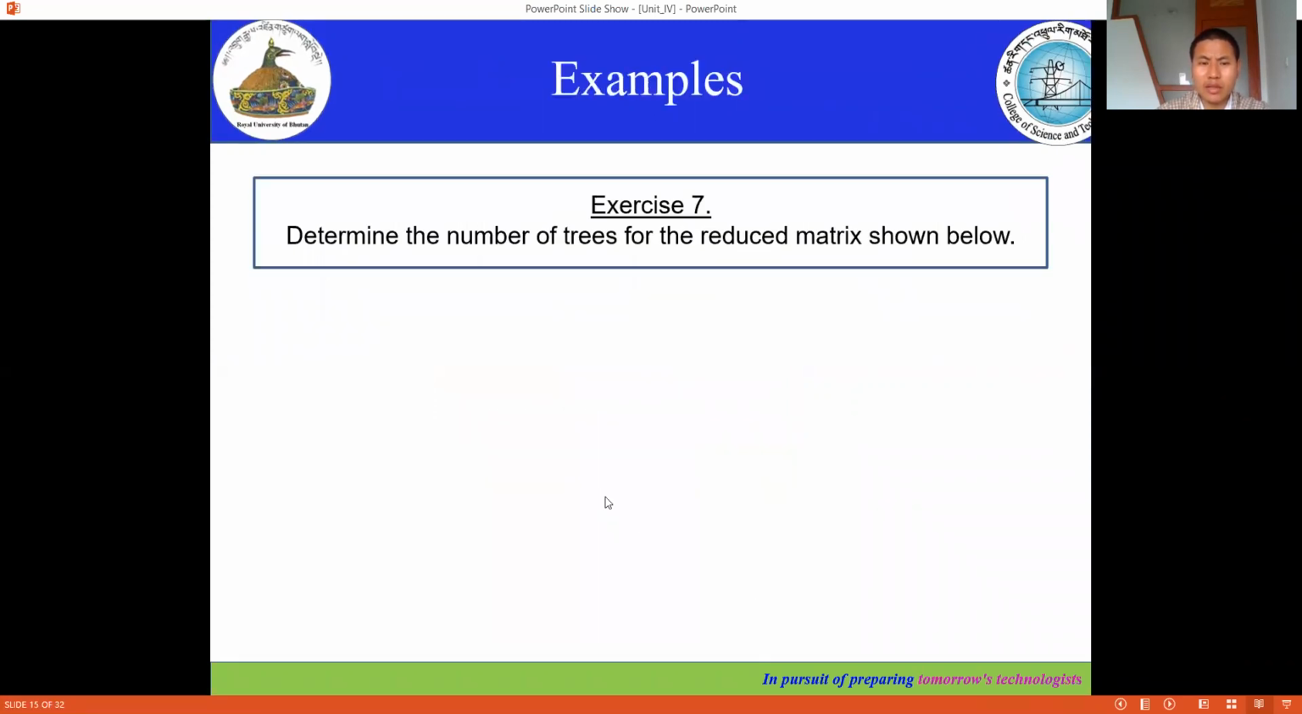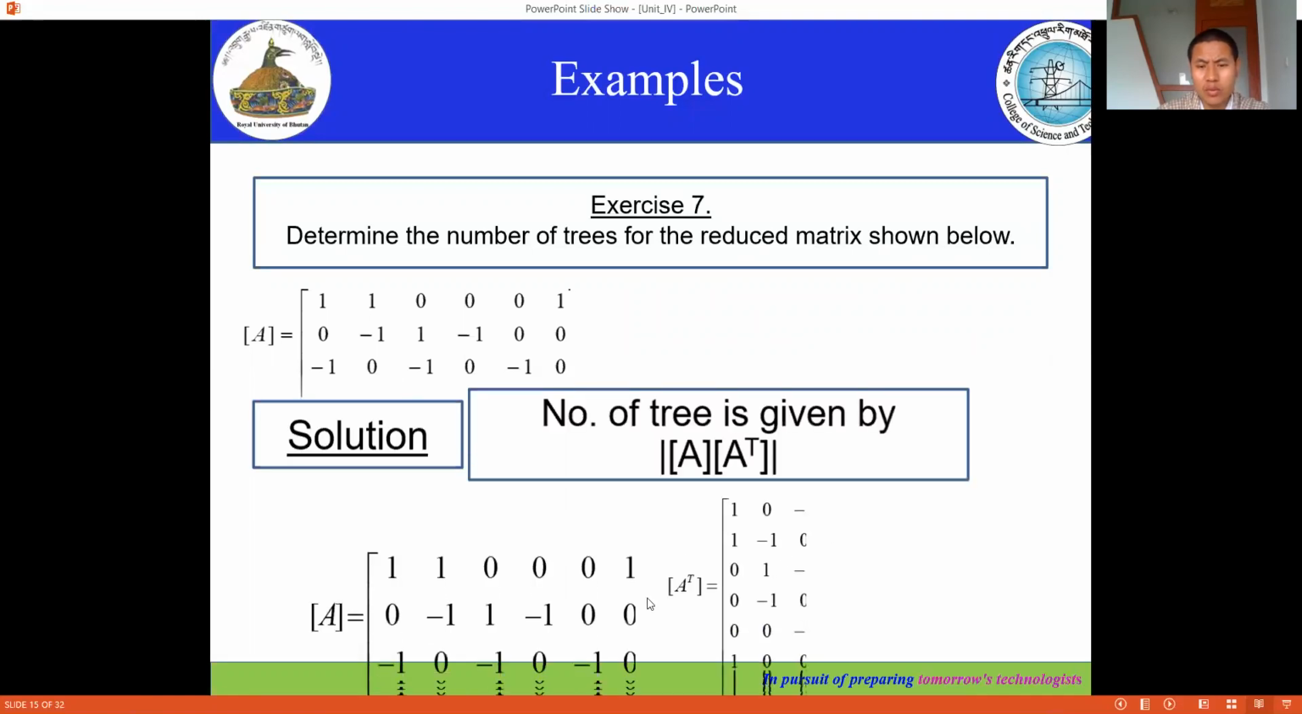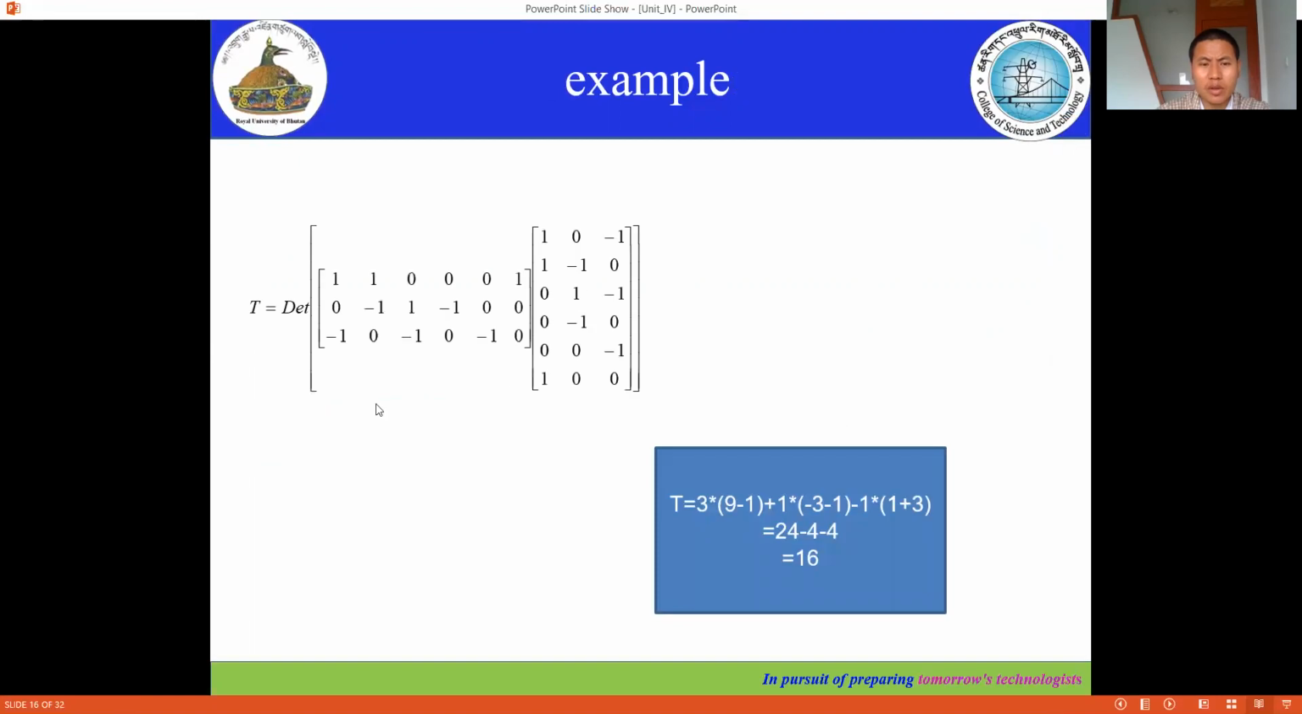Okay, let's look into another example. Now here we have a complete solution. You have A here, the reduced matrix is already given. From this you can make the transpose, A transpose, and then multiply. When you multiply the reduced matrix and A transpose, you'll get a result like this.